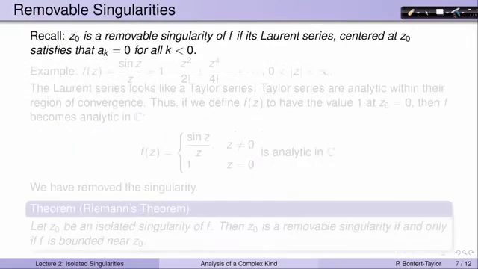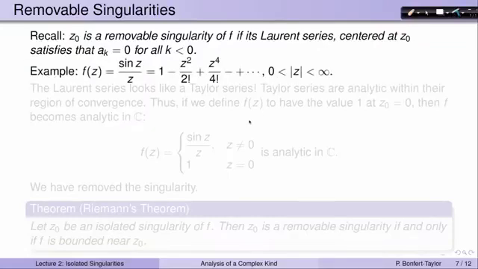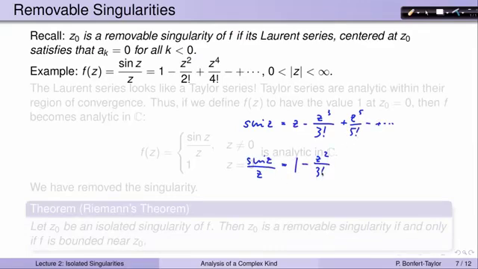Let's study removable singularities in a little bit more detail. So remember, a singularity is called removable if, once I form the Laurent series of the function centered at z0, I actually have no negative powers of z minus z0. So all the ak's are equal to 0 for k less than 0. Here's another example. The function sine z over z. Remember the Taylor series for sine z was z minus z cubed over 3 factorial plus z to the 5th over 5 factorial, and so forth. If I divide that by z, I find myself with z over z, which is 1, minus z squared over 3 factorial plus z to the 4th over 5 factorial, and so forth.